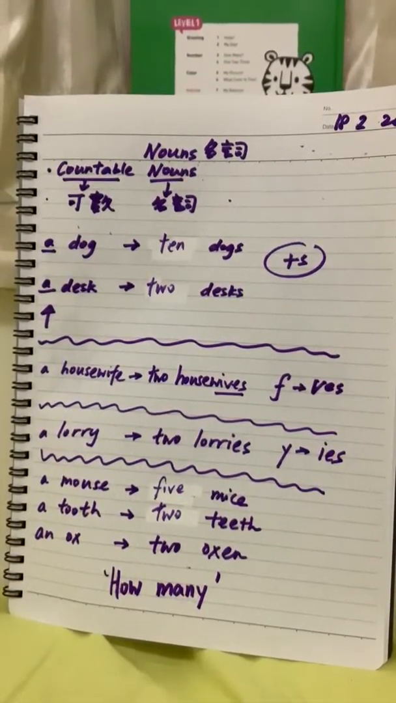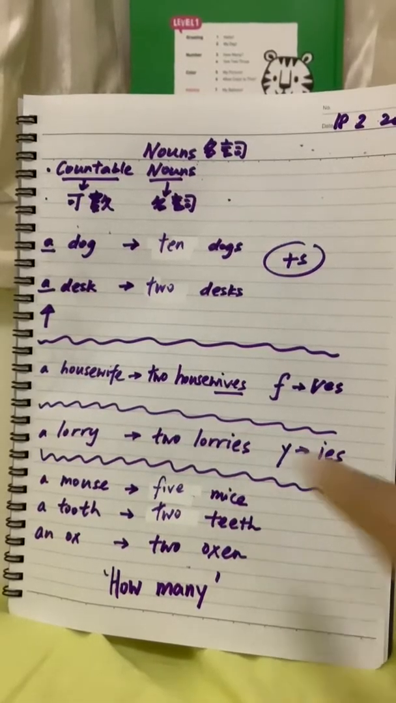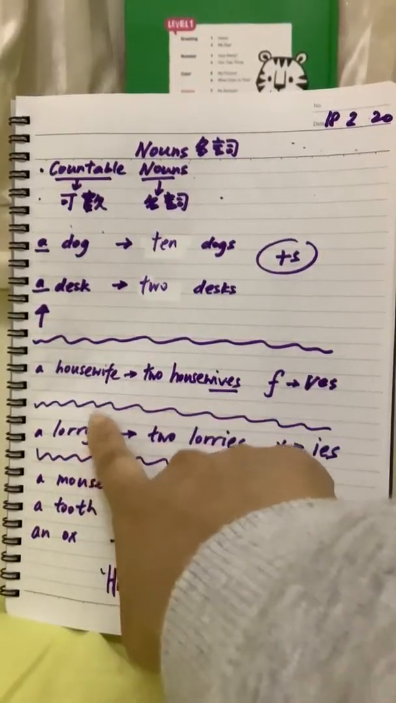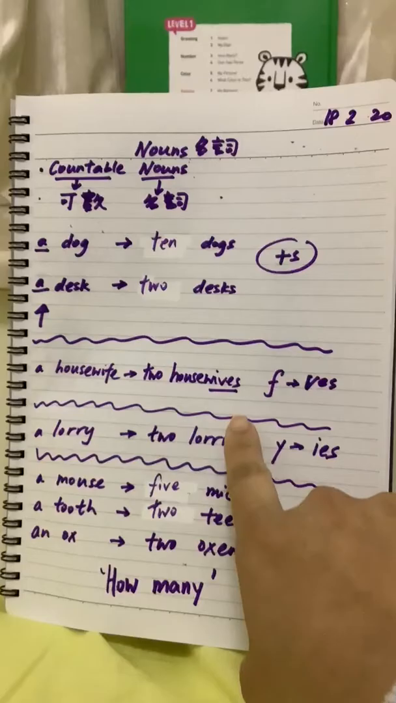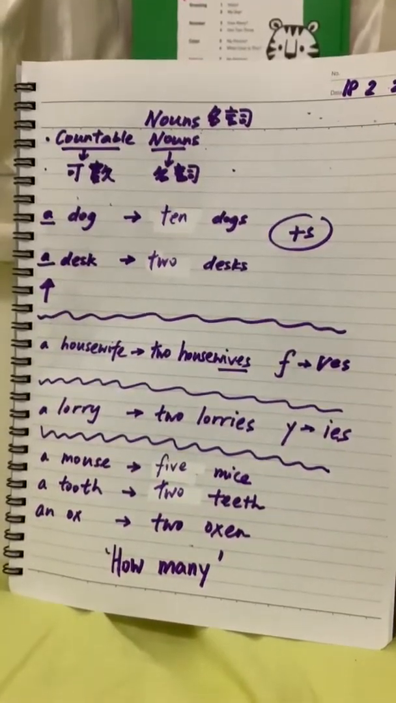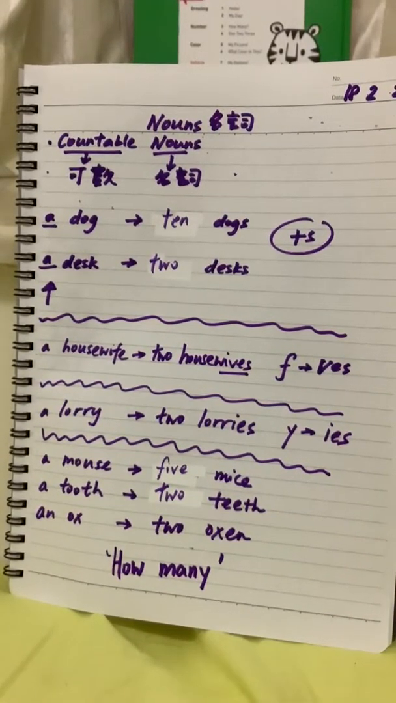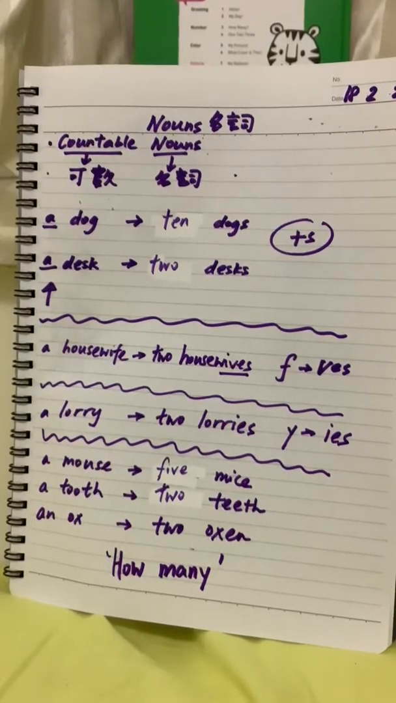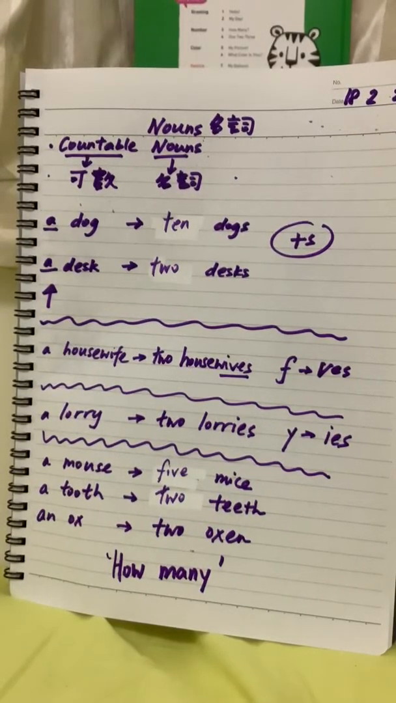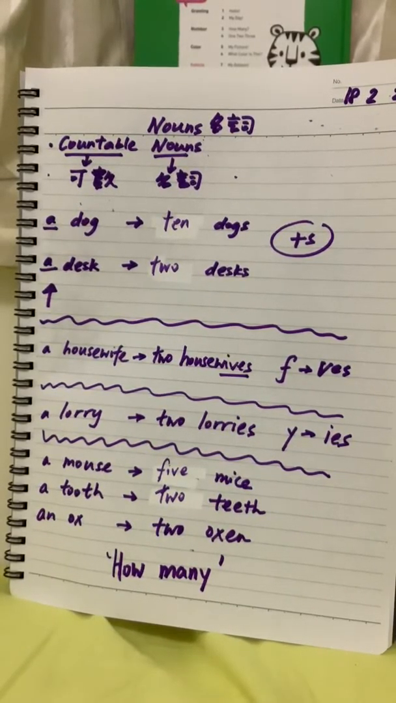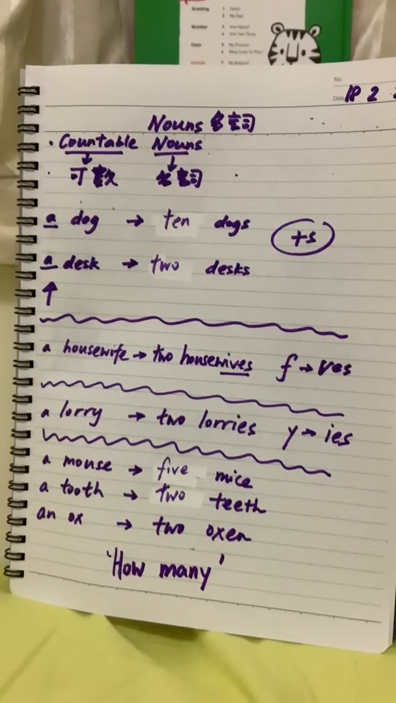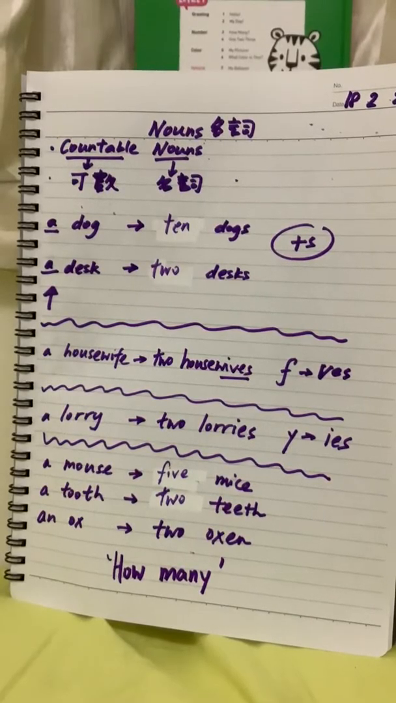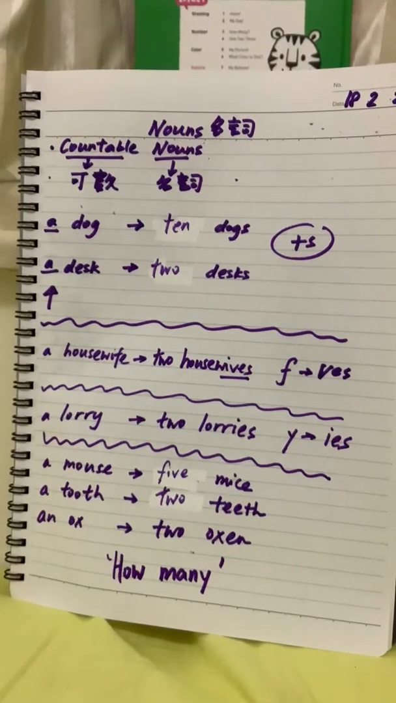Another type of countable noun is to change the ending into another form. For example, a housewife: the f will be changed to ves, 2 housewives. Or a knife, k-n-i-f-e, to 2 knives, k-n-i-v-e-s. The third one is a lorry, y changed to i-e-s, so 2 lorries.